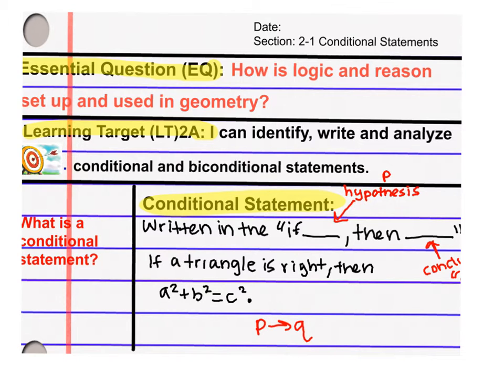Then for learning targets, since we're in chapter 2, everything will start with a 2. So on learning target 2A, I can identify, write, and analyze conditional and biconditional statements, which we will go over.